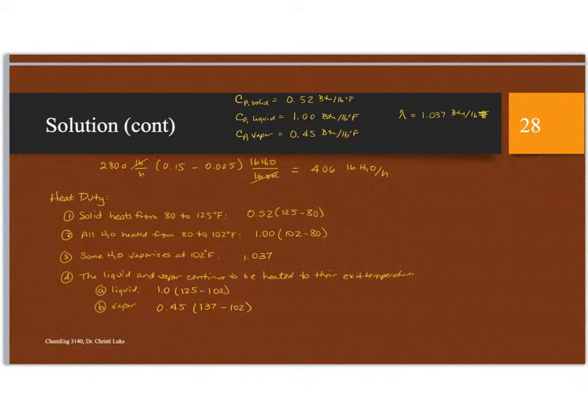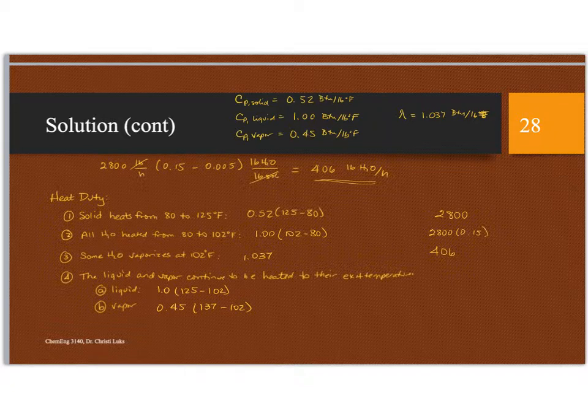Now we're not ready to add these up because we now need to multiply each of these times their flow rates. So the flow rate of my solid was 2,800 pounds per hour, and the amount of water that came in, so this initial amount, is 2,800 times 0.15. Now, a certain amount is going to vaporize. The amount we just calculated as 406 pounds per hour.